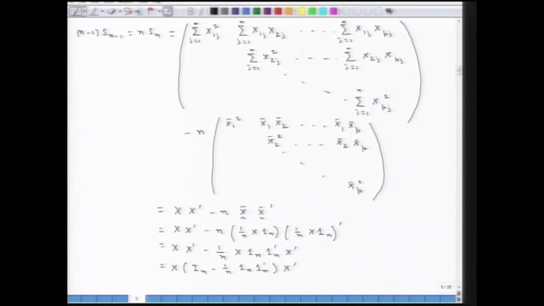So, this particular form is now expressing the sample variance covariance matrix, with either the divisor n or the divisor n minus 1, in terms of the observed data matrix. Now, here I n of course is an n by n identity matrix. So, this is what we get.